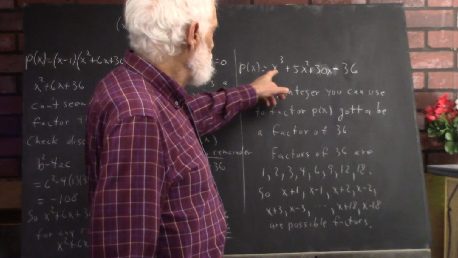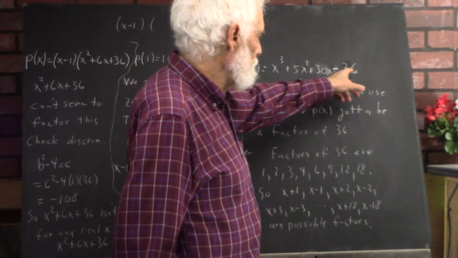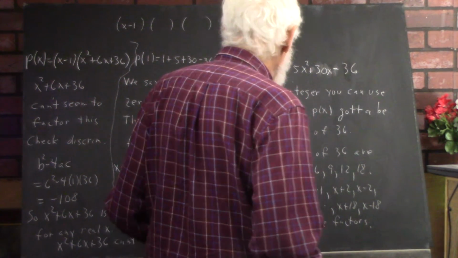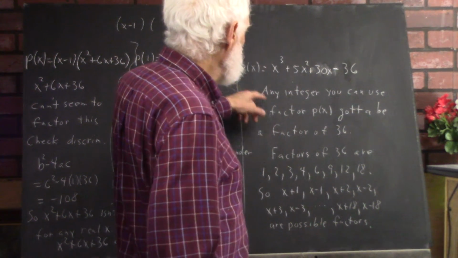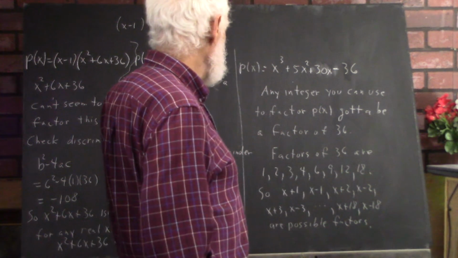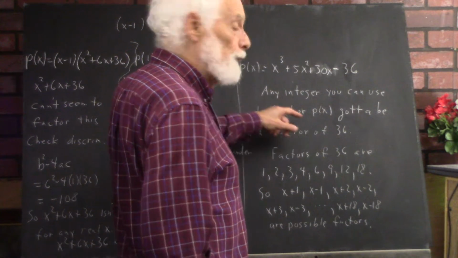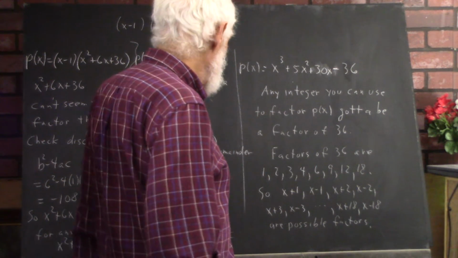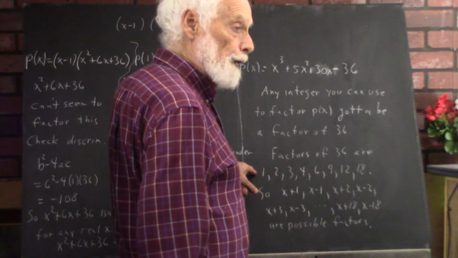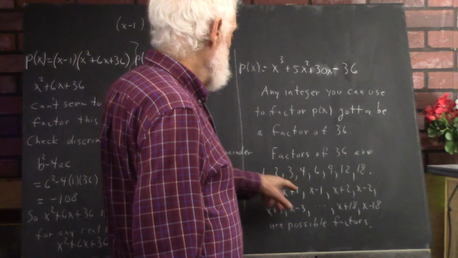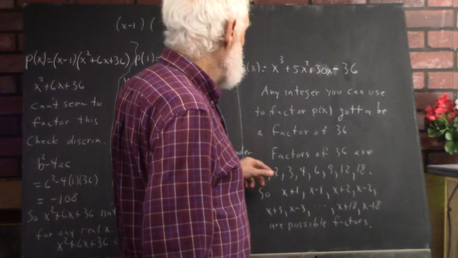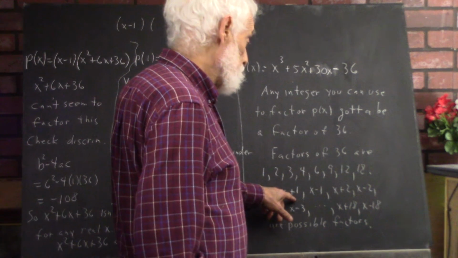Suppose you have p of x equals x cubed plus 5x squared plus 30x minus 36. First thing I'll say is any integer you can use to factor p of x has got to be a factor of 36. What do I mean by an integer you can use to factor p of x? I mean, if you use 1 to factor p of x, that means that x minus 1 is going to be a factor. If you use minus 1, x plus 1 is going to be a factor.